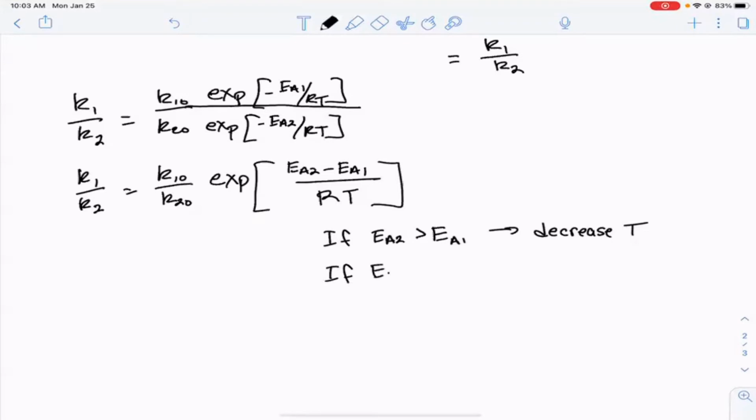And if the activation energy for the undesired reaction is less than the activation energy for the desired reaction, then what we want to do is increase the temperature, okay? And this is exactly what we talked about in the last lecture for yield.